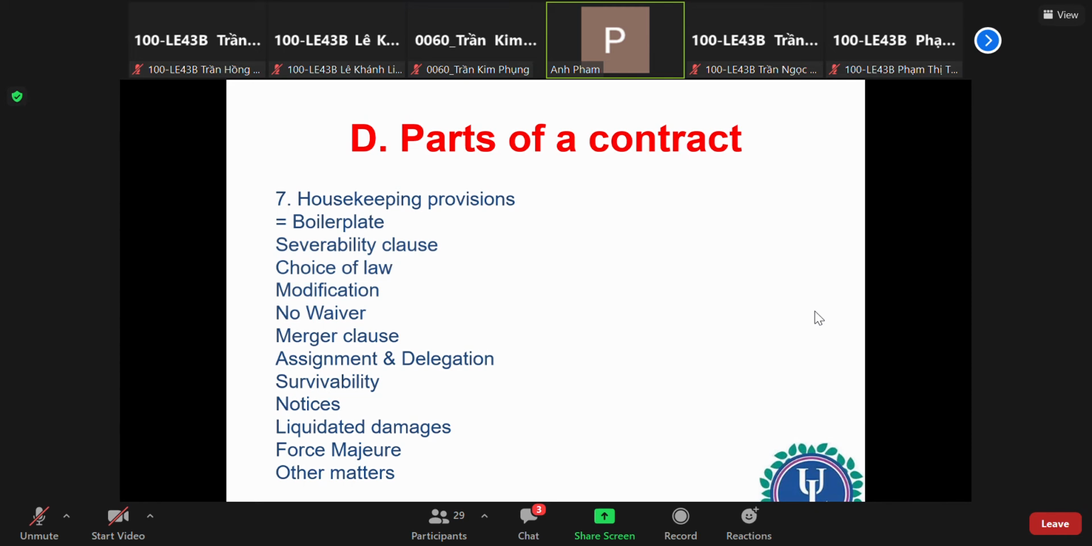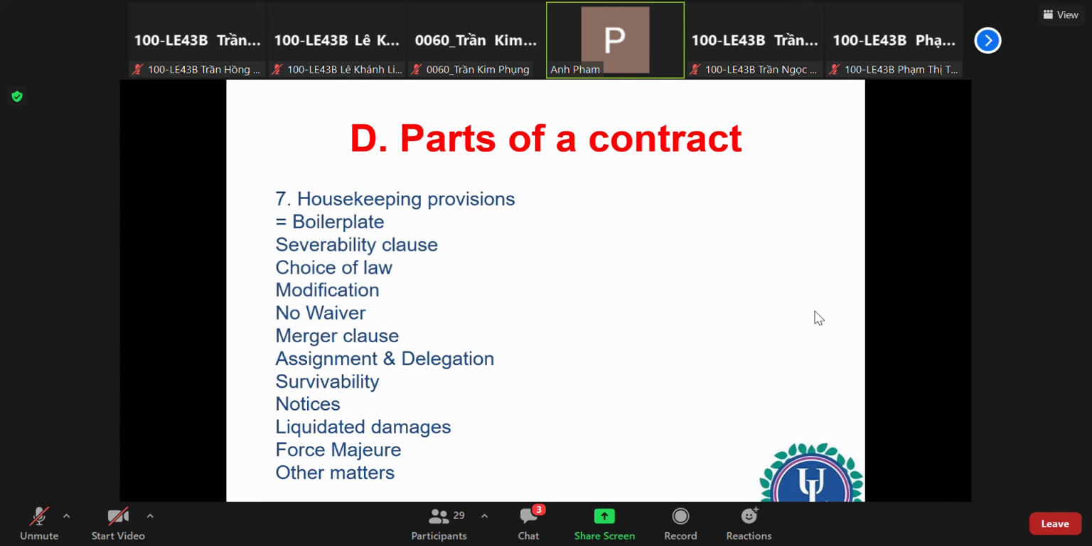The severability clause usually states that if any clause in the contract is found void, the other clauses still take effect. It means that the clauses in the contract are separate, right?